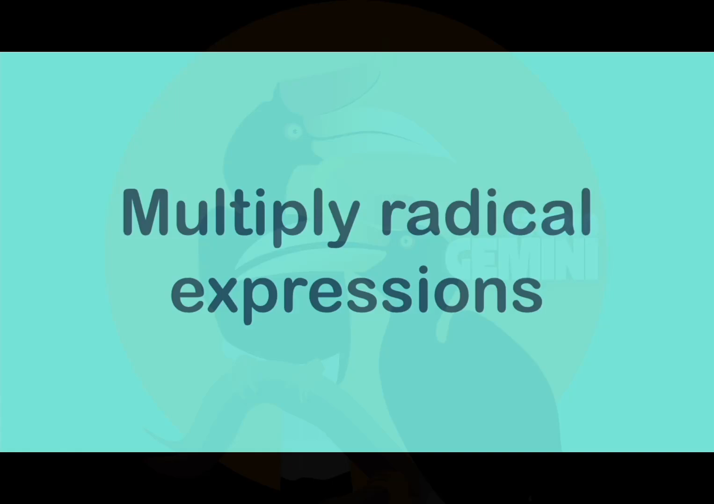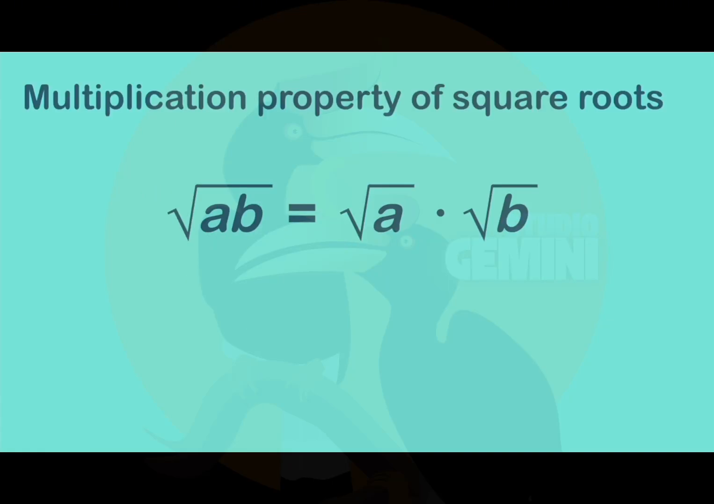In this video, you will learn how to multiply radical expressions. The multiplication property of square roots states that the square root of AB is equal to the square root of A times the square root of B if both A and B are greater than or equal to 0. We'll apply this property to multiply radical expressions.